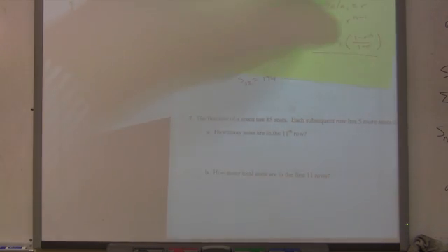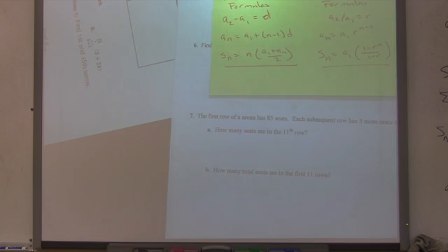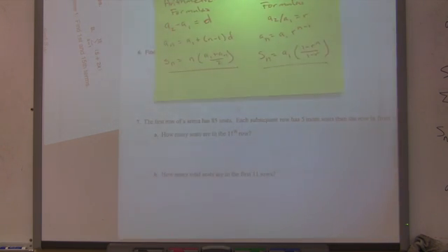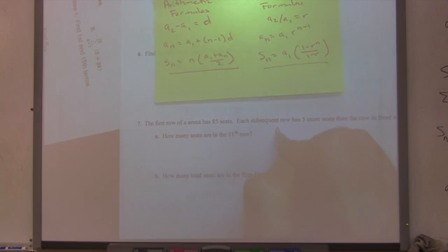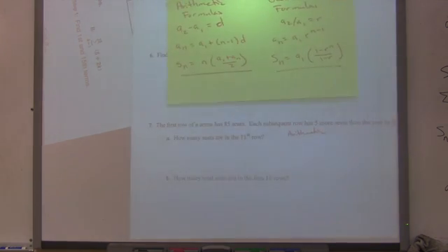Then on the last problem, it says the first row of an arena has 85 seats. Each subsequent row has 5 more seats than the row in front of it. So we're adding 5 each time, so we know it's arithmetic. So we're going to be using our arithmetic rules. It says how many seats are in the 11th row, so we're finding a sub 11.